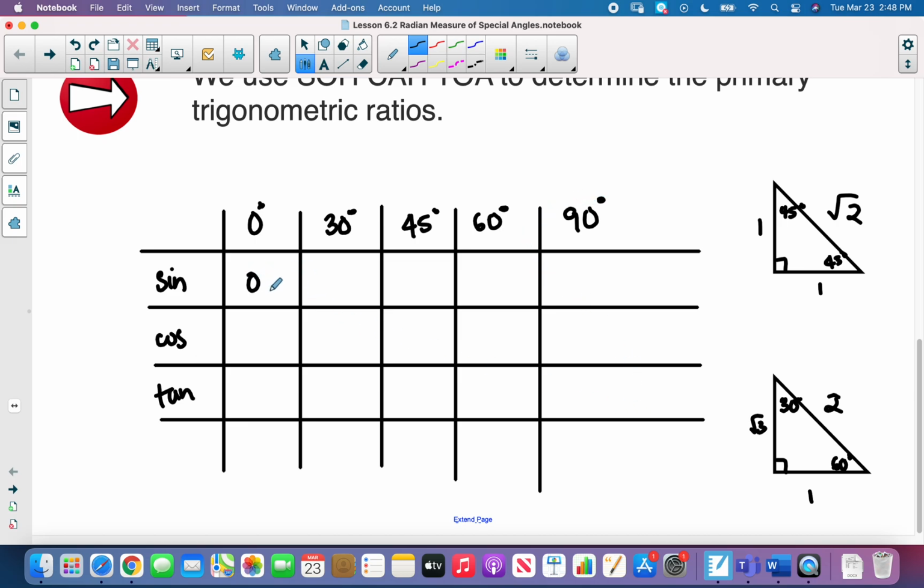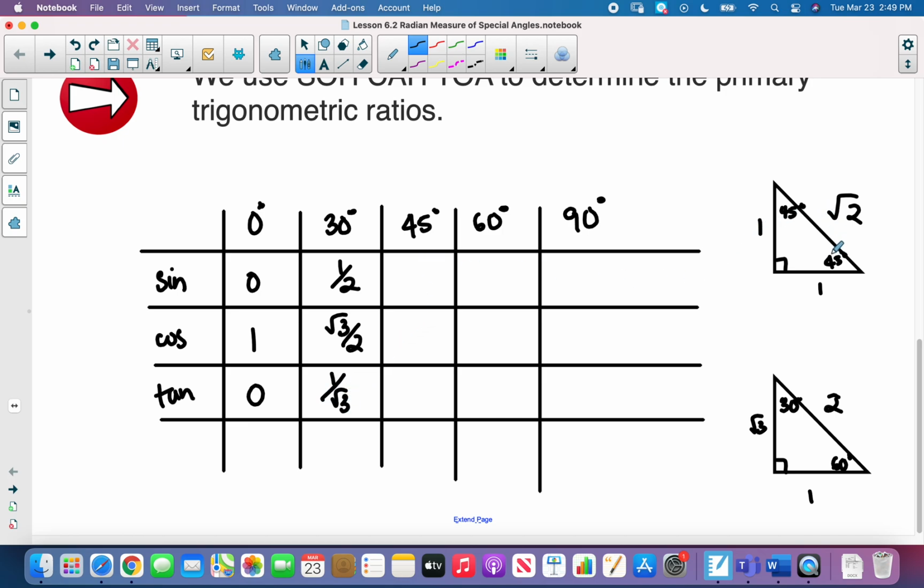Sine 0 is 0, cos 0 is 1. Tan is sine divided by cosine, so it's 0 divided by 1, which is 0. Sine of 30, looking at this special triangle, is opposite over hypotenuse, which is 1/2. Cos of 30 is adjacent over hypotenuse, which is root 3 over 2. Tan of 30 is opposite over adjacent, which is 1 over root 3.